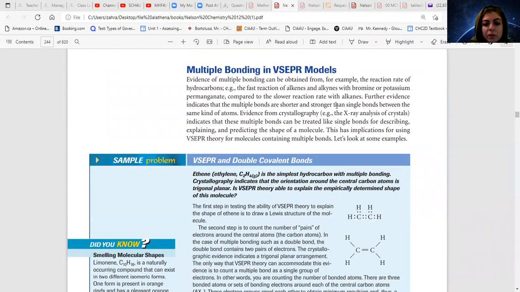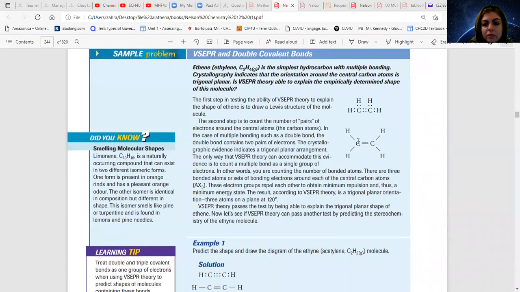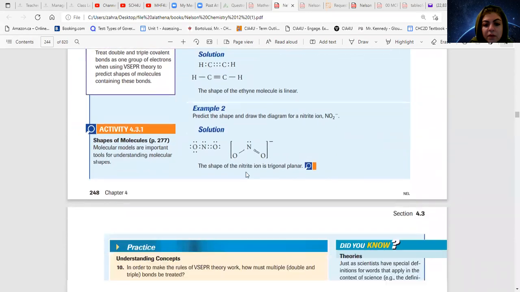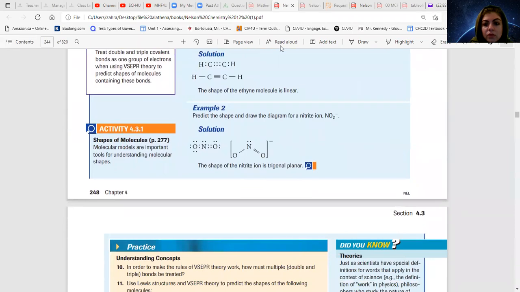So, multiple bonding. C2H4, I have shown this one before, and C2H2, I have shown this one. Let's just look at NO2. N has 5, right? 1, 2, 3, 4, 5. Oxygen, we have 2 oxygens: 2, 3, 4, 5, 6. One of them is here, and one of them: 1, 2, 3, 4, 5, 6.